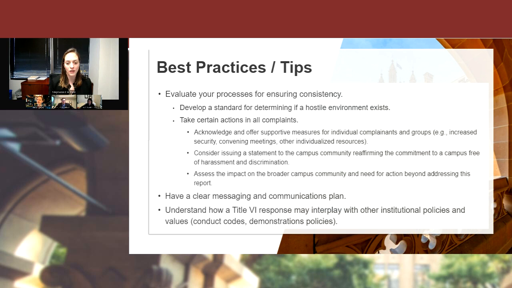So what does this mean for the campus as a whole? What impact is the response going to have, and what impact is the complaint going to have? And does that help drive additional follow-up or additional things that happen as a result? Have a clear message and communication plan, and understand how a Title VI response may interplay with other institutional policies and values. This is things like codes of conduct. It might be things about demonstrations, other things that the First Amendment might be involved with, or, as Scott mentioned, a number of the recent OCR resolutions have been in relation to shared ancestry. So if there are other policies that you have about religious accommodations or those types of things, understand how whatever response you have here may have an impact on that and may interplay with that.